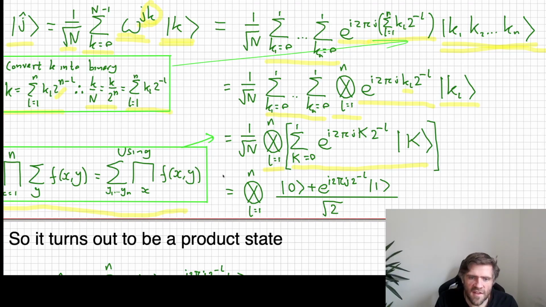So this, in the end, gives us this expression, which is just a tensor product with lots of single qubit states, and the single qubit states are 0, plus, and this particular phase.